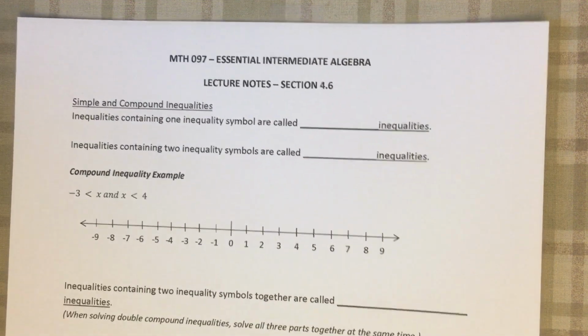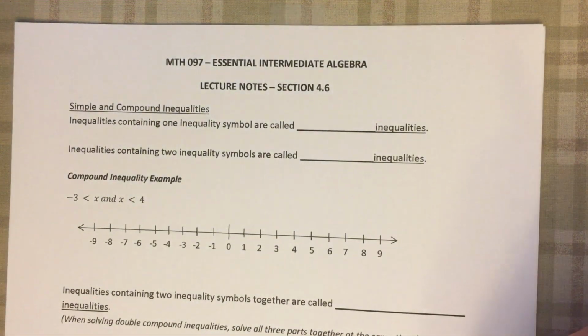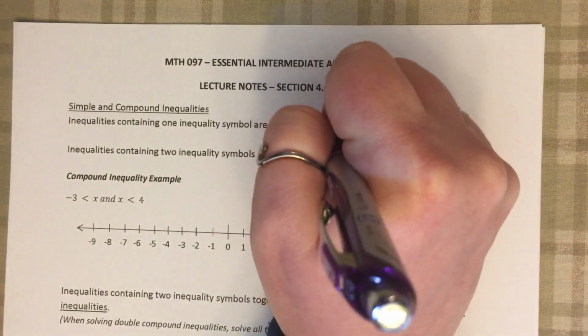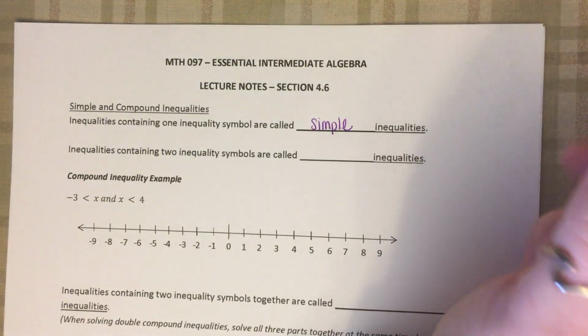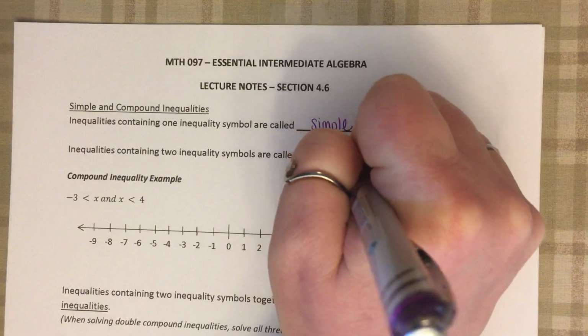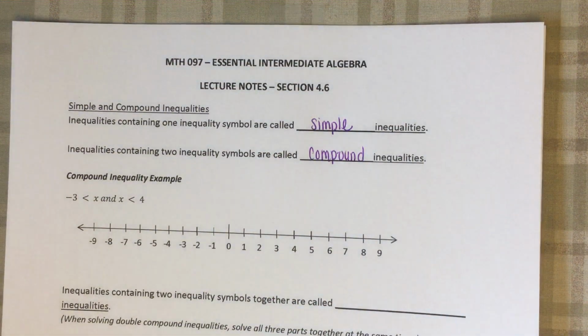So far, these last two examples that we have looked at have been examples of what we call simple inequalities. We call inequalities simple when they contain exactly one inequality symbol. So what we have just done in our last examples are simple inequalities. Inequalities containing 2 symbols are called compound inequalities. Just like a compound sentence is made up of different parts, so is a compound inequality.